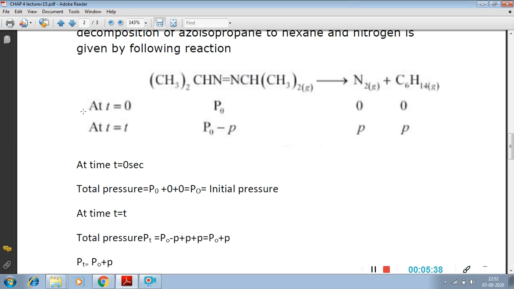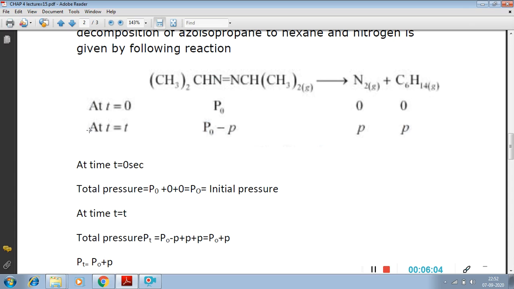Now suppose at time t is equal to 0, the initial concentration that is given to you, initial concentration of this compound azoisopropane is P0. Initial concentration means product is not formed yet, so pressure of nitrogen, that will be 0, and pressure of hexane, that will be 0 here.